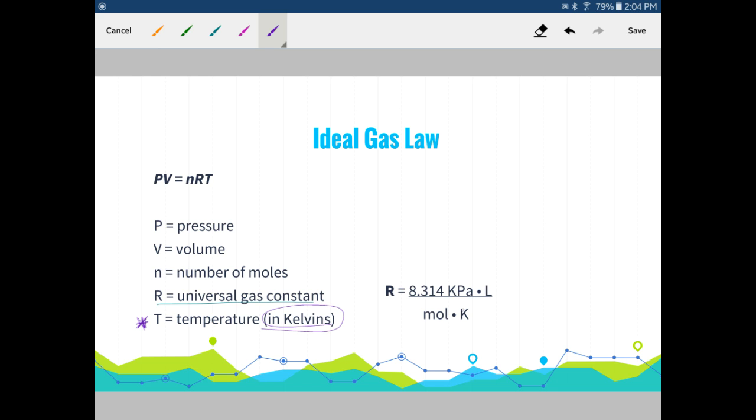Now again, because we have kelvins in the unit of our universal gas constant, we must be calculating our temperature in kelvins. So for all of your other gas laws, it's just good practice to convert all of your temperatures from centigrade to kelvins. So we have this magical formula, which we will learn how to use in a minute here.